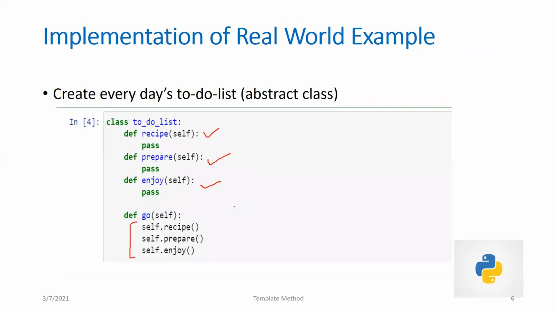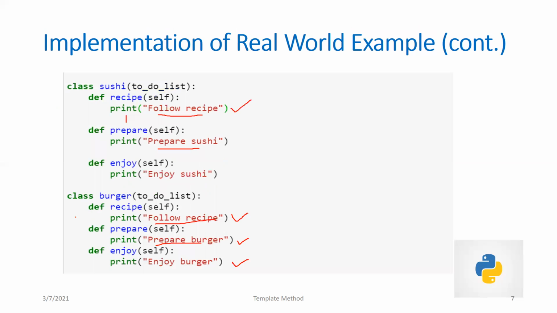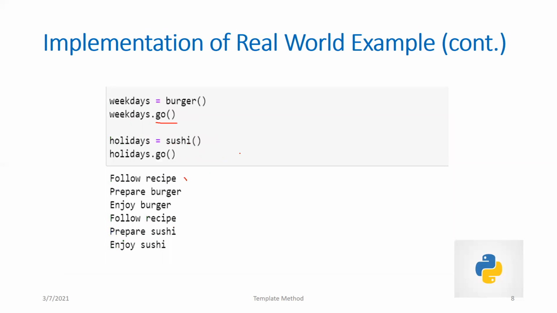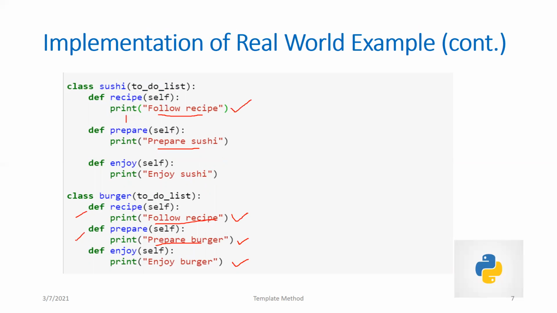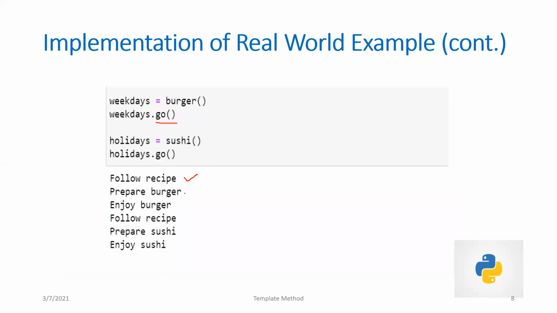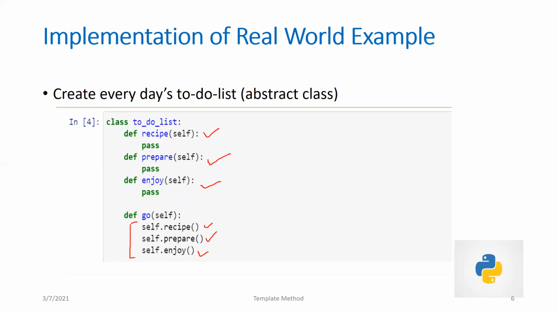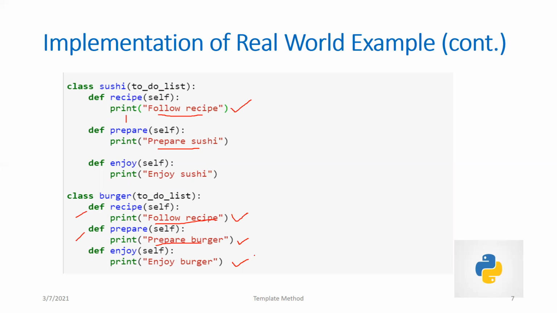So he will go to this go function, and for this go function, he will go to his own class, because it is in the to-do list, his parent class. When control moves to this class, inside prepare, he will find a prepare in his class, the burger class. Then it will print follow recipe. After that, he will find the prepare inside his own class, and the control will show output, prepare burger. After that, the control moves again to the enjoy function, and he will find the enjoy function inside his own class, and then output will be enjoy burger.